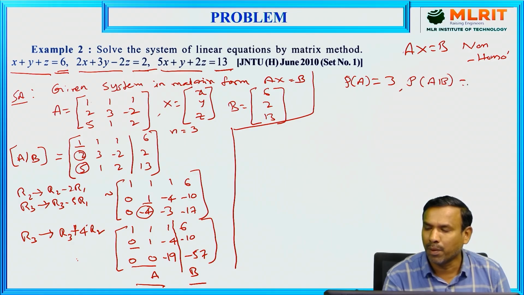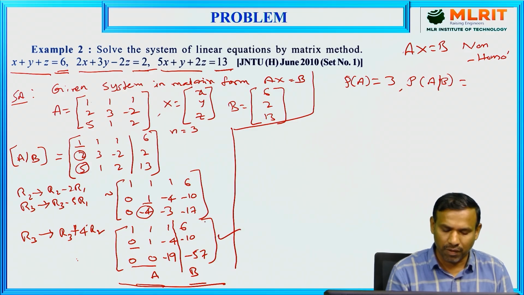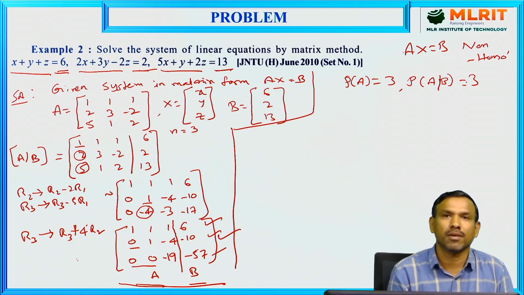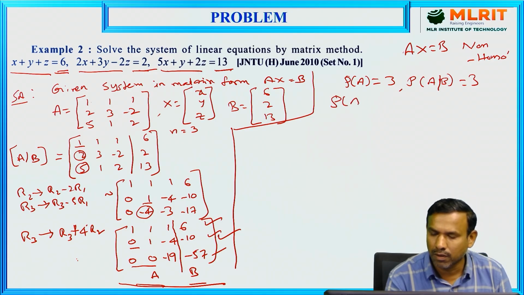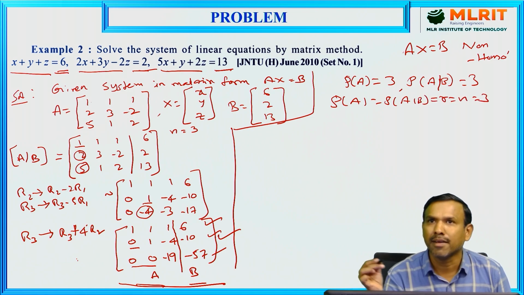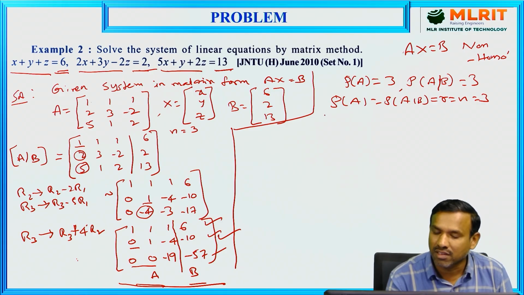Rank of A by B, the whole matrix, this complete matrix, that is also the number of non-zero rows, 1, 2, 3, that is also 3, and unknowns also 3, right? So here, clearly rank of A is equal to rank of A by B is equal to n is equal to 3. All are equal means what type of solution exists? The system will have a unique solution.